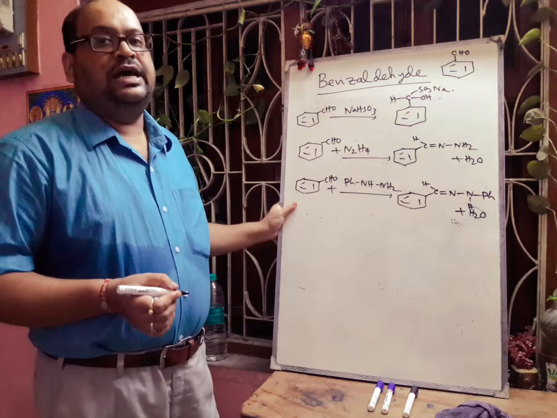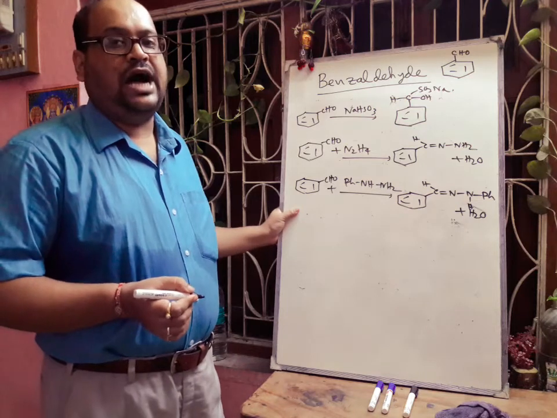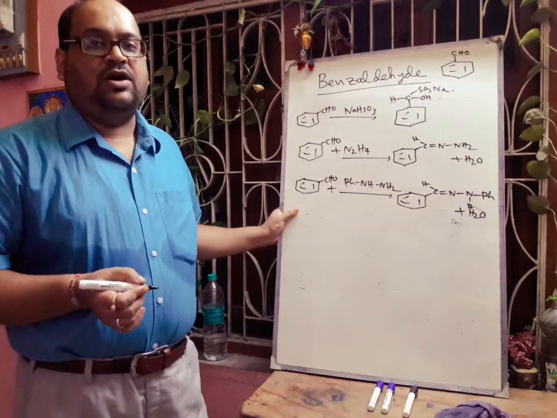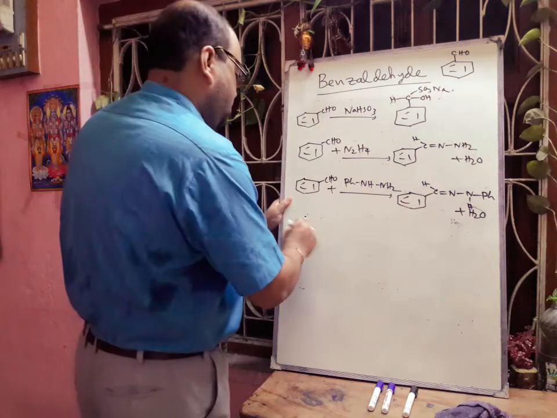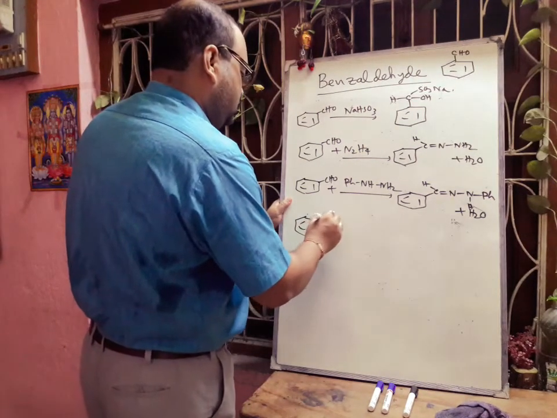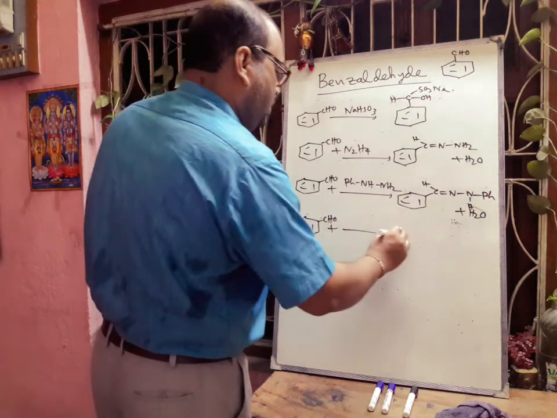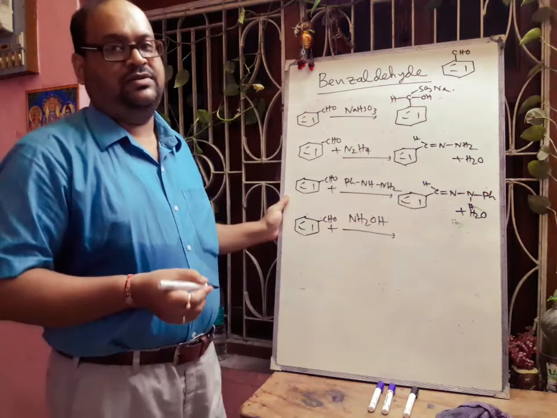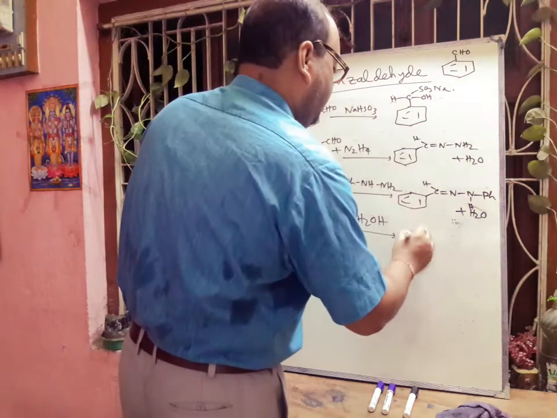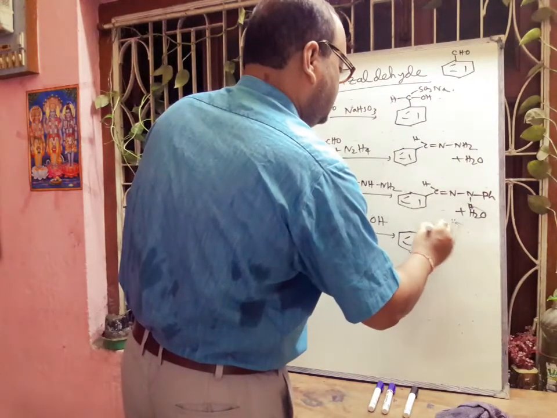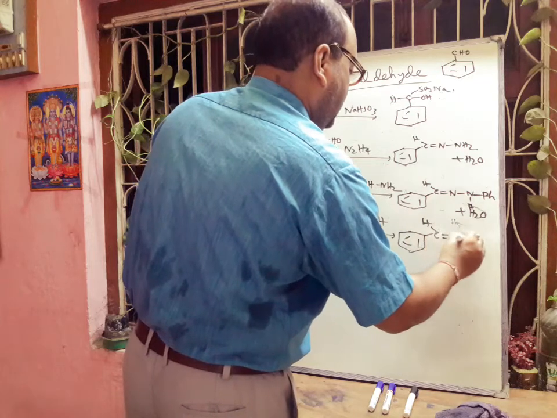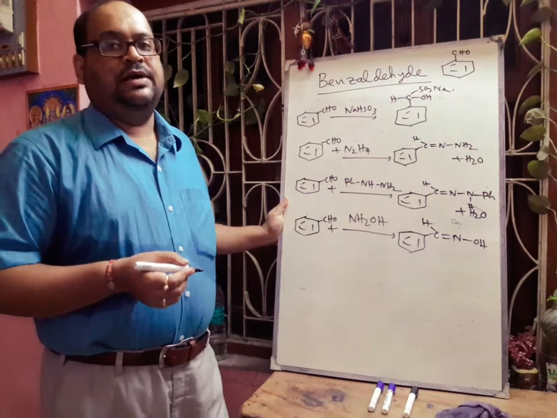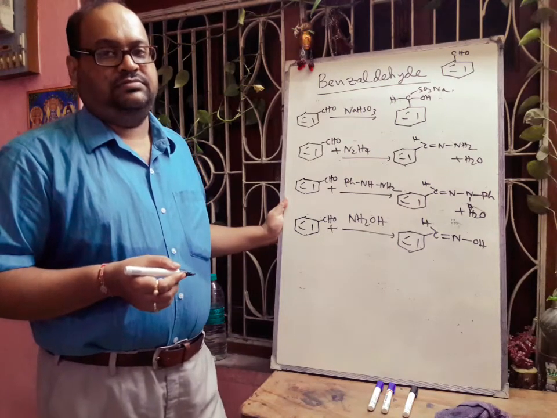And if we react this benzaldehyde with hydroxylamine, definitely there will be formation of benzaldoxime. So this CHO will react with NH2OH. This is hydroxylamine. So that will form PhCH double bond N OH. And the name of this compound is benzaldoxime.